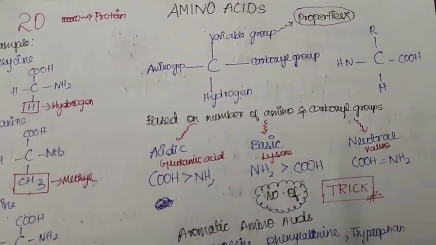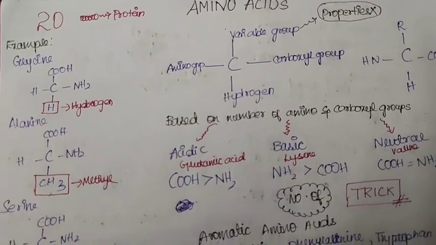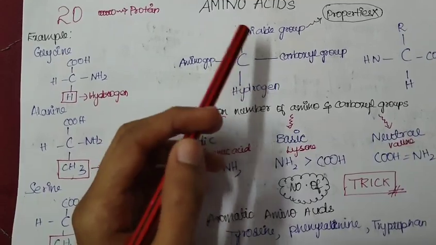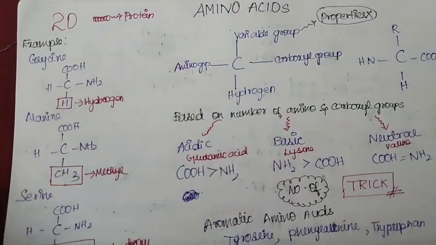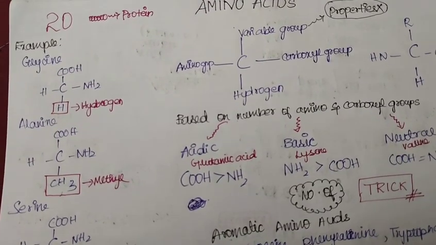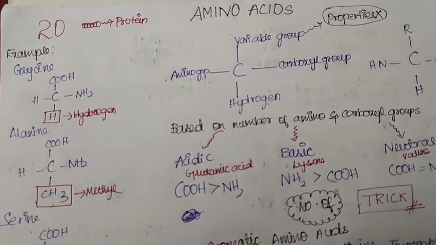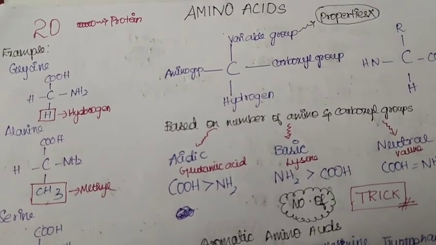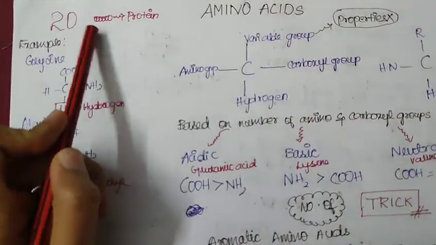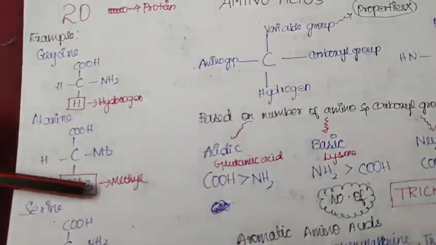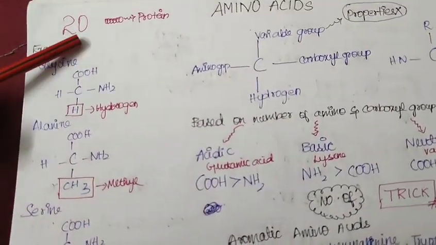Also, as you see, only this variable group changes for each amino acid. So based on the variable group there are n number of amino acids, but the amino acids involved in protein formation, and protein is nothing but the addition of amino acids, are only of 20 types. These are the examples for those 20 amino acids.